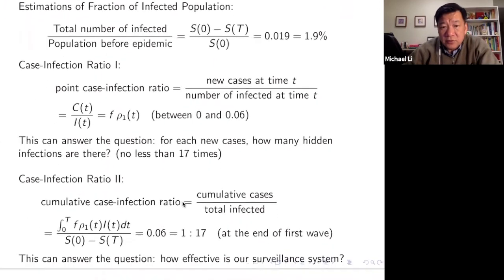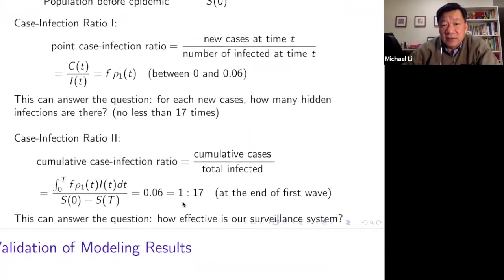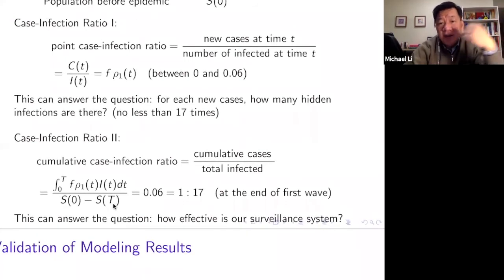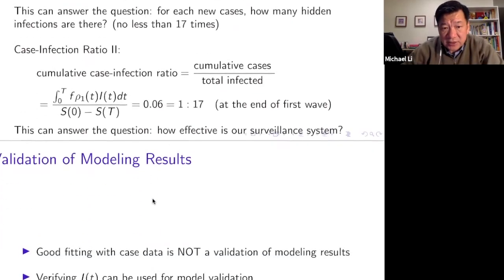You could also compute cumulative cases, which is the integral of all the incidence, times this case infection ratio, over the entire population. The loss in the susceptible is similar, about 0.06. So it's 1 to 17. It's higher than COVID and SARS, but not as big as influenza.